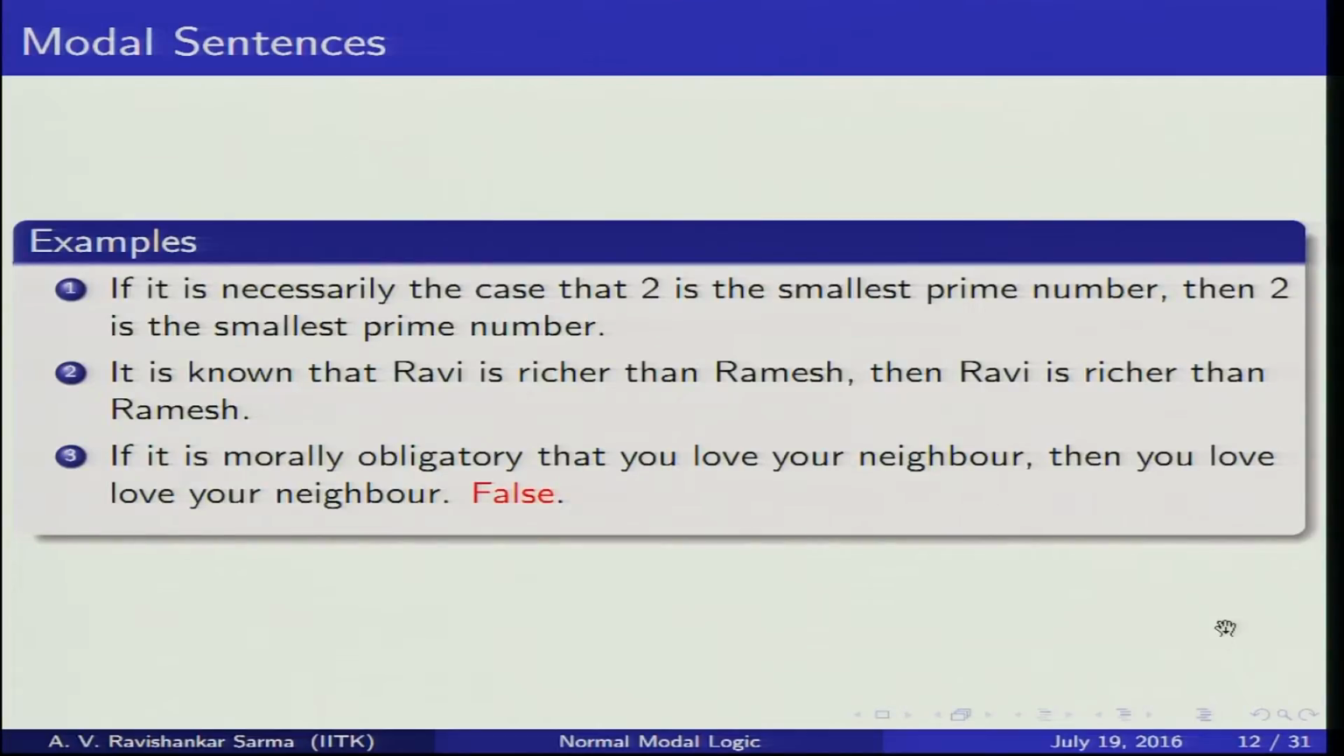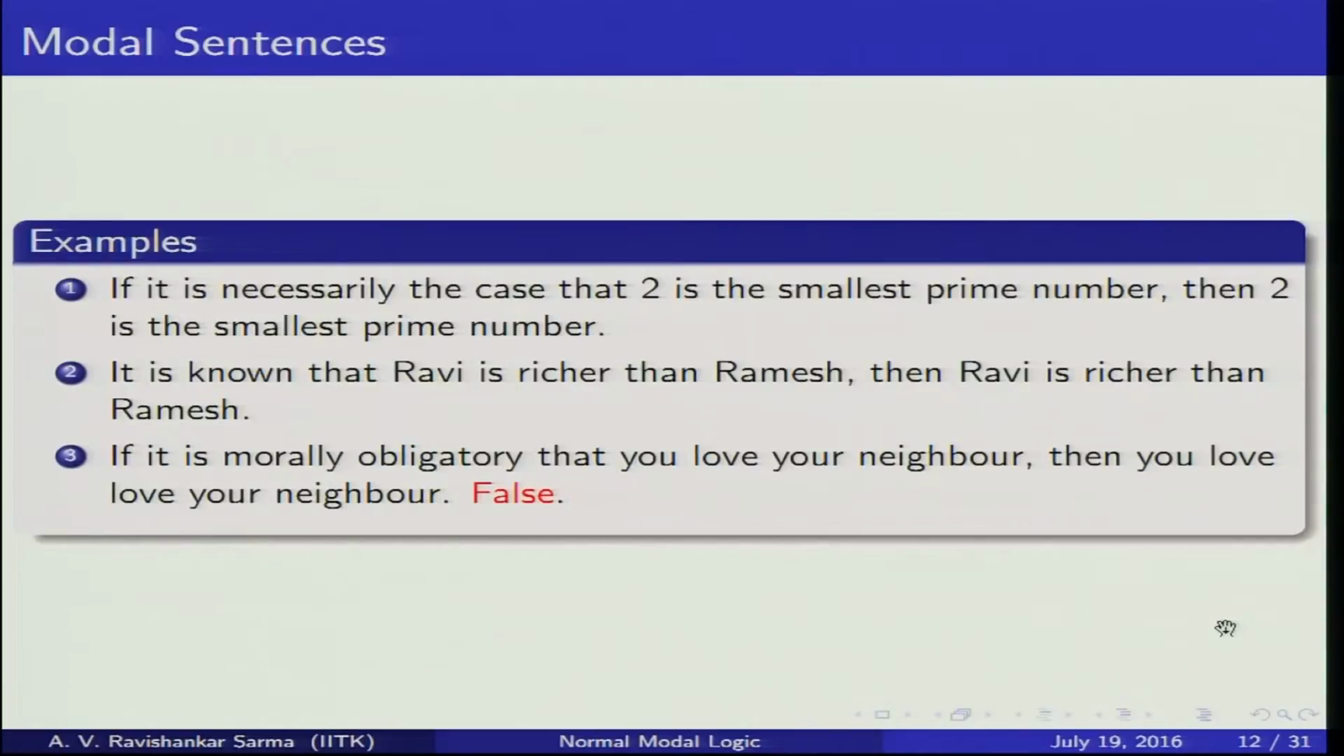Most of the time we will be emphasizing a sentence with phrases like necessity. It is necessary that 2 plus 2 is equal to 4. It is absolutely false that 2 plus 2 is equal to 5, etc. Now if you take this example, if it is necessarily the case that 2 is the smallest prime number, then 2 is the smallest prime number. It is like P implies P, and that is considered to be necessary. So necessity always operates over the whole conditional. P implies P is the conditional here, and necessity operates over the whole conditional.